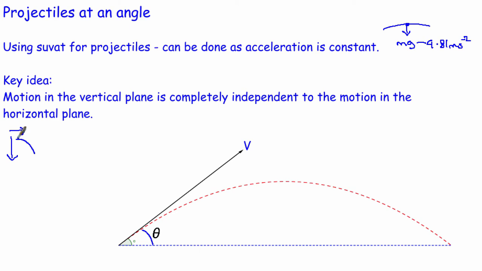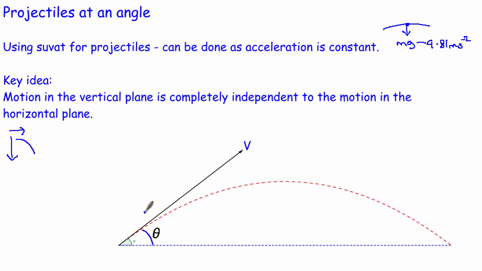So we had a look at what happened when we projected something horizontally. It started off horizontally and it fell and made this type of shape. What we're going to have a look at today is what happens when, instead of projecting it horizontally, we project it at an angle, so it goes up and then comes back down again. We can do exactly the same thing.